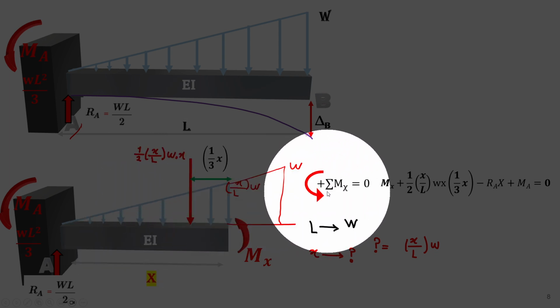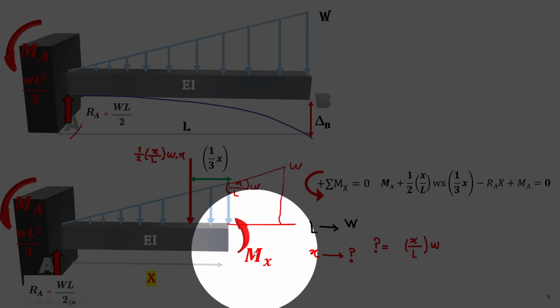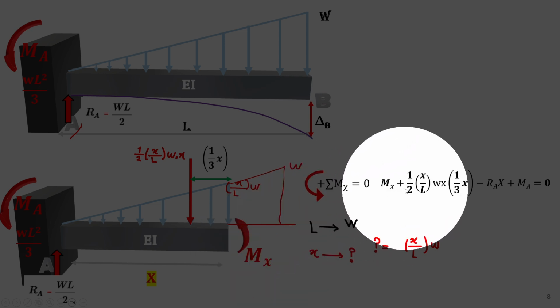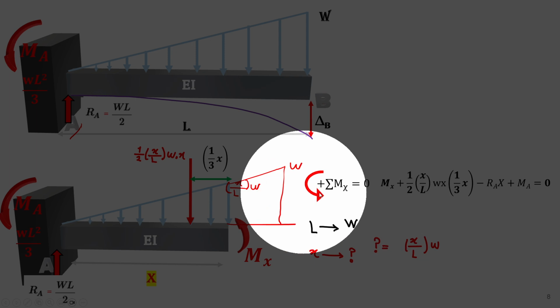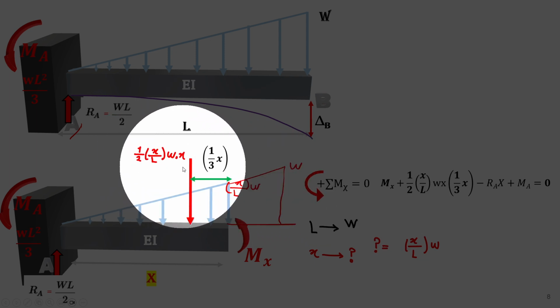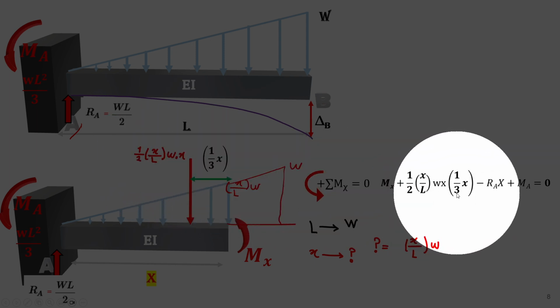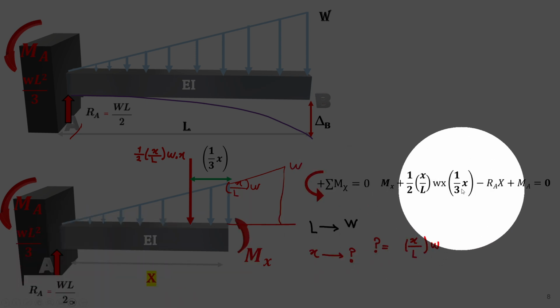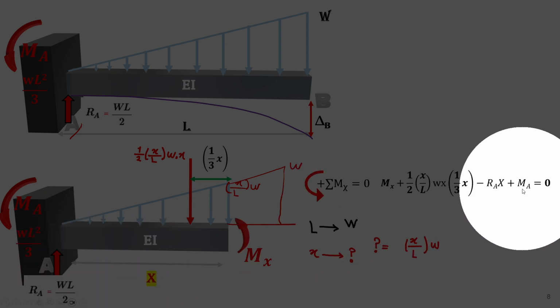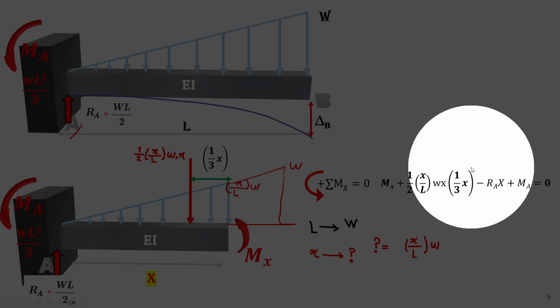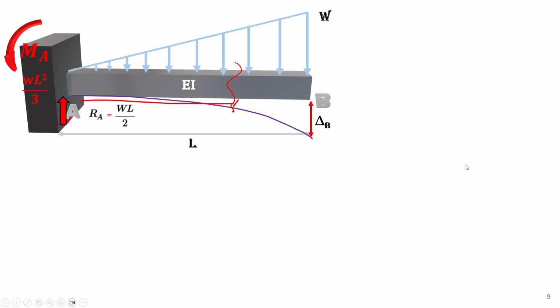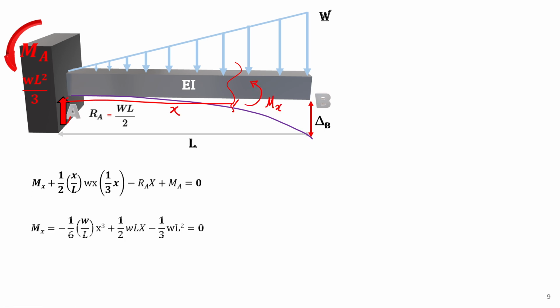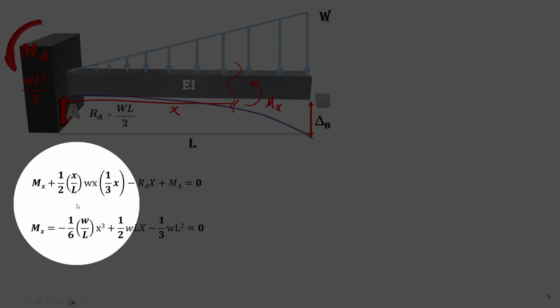So the summation of moment at x, counterclockwise, goes to 0. It says Mx plus the resultant, which is a half of x over L times Wx, times 1/3 of x, minus, because this is clockwise, a half of WL, which is RA, plus MA. These two are known, but just in case we show it parametrically. And as soon as we have that, we can rewrite the moment equation as below.